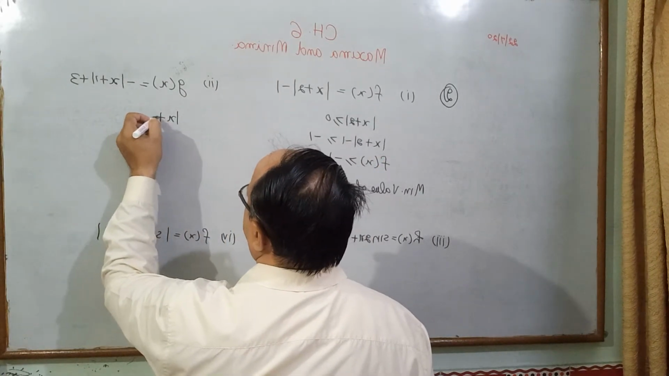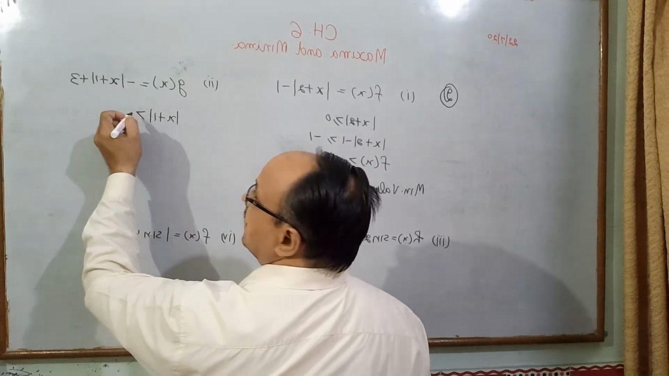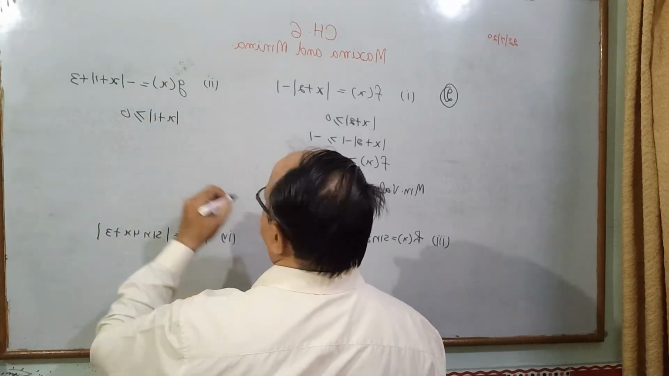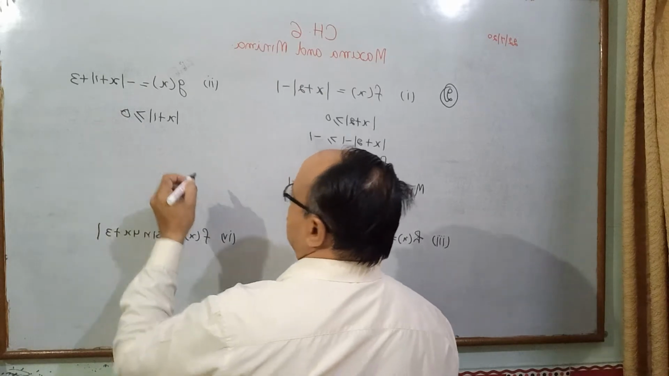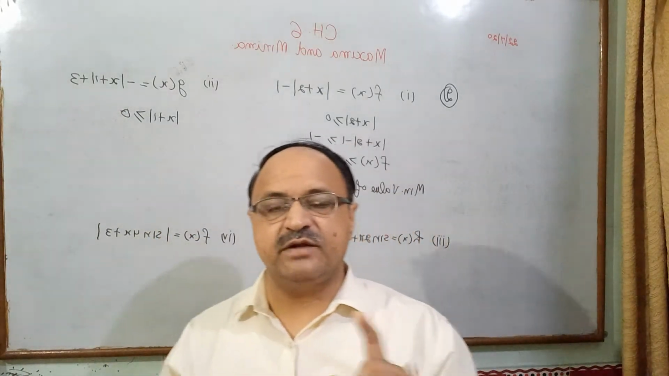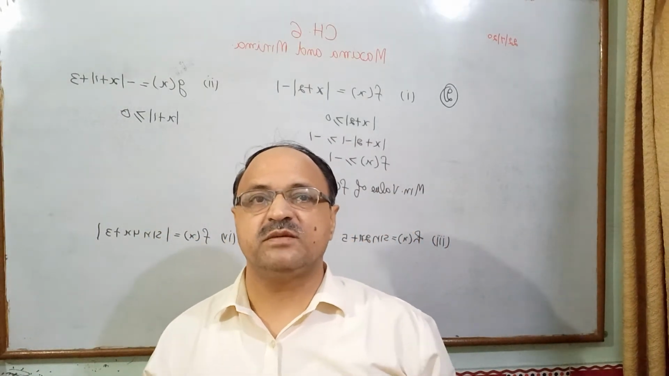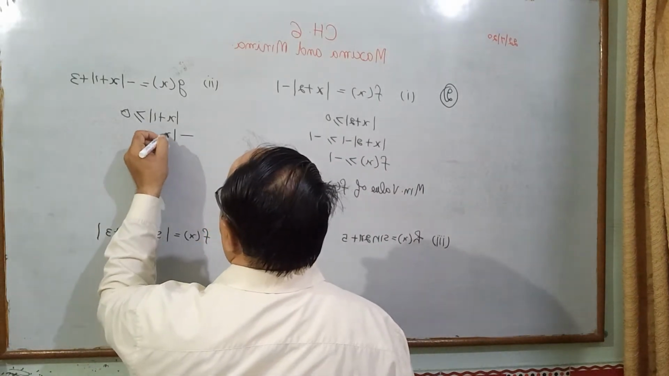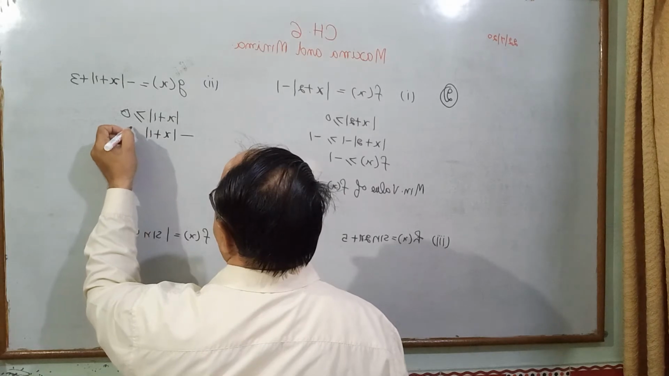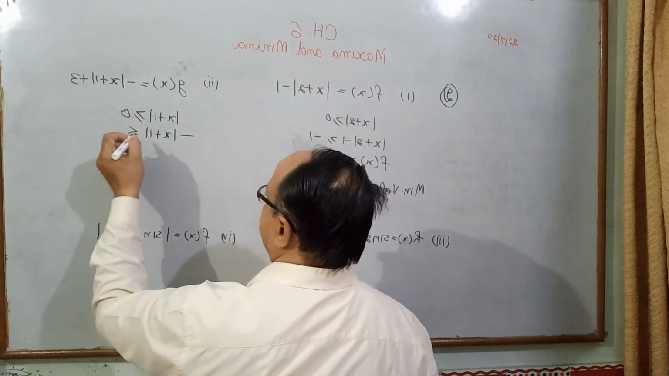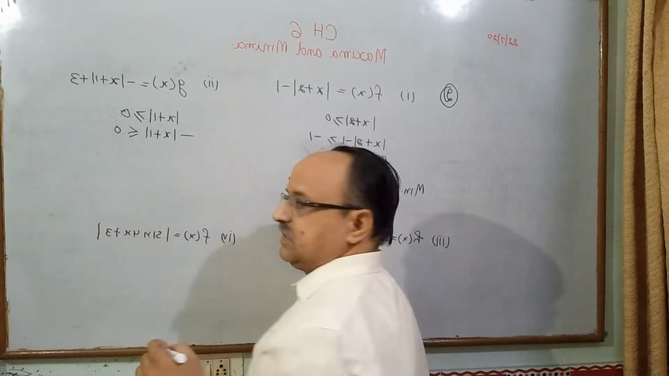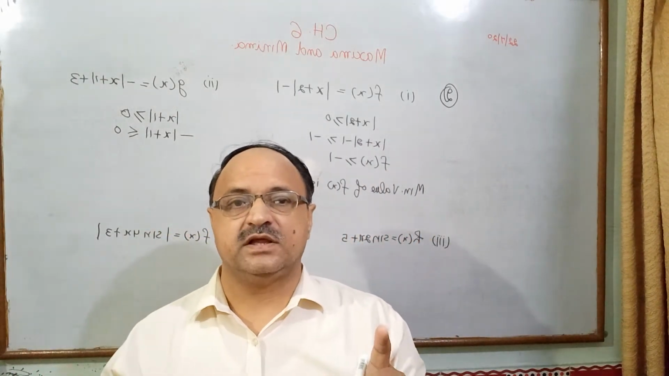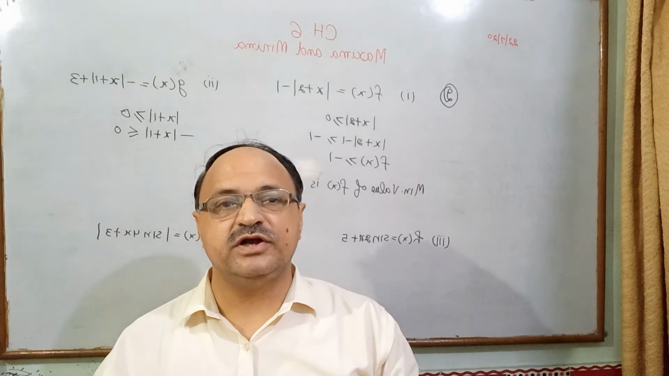Same question, second part. You know that mod of x plus 1 is greater than or equal to 0. Now multiplying both sides by minus. When you multiply both sides by minus, the sign of the inequality changes.